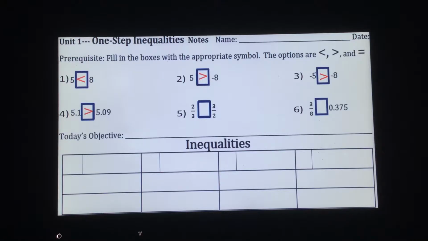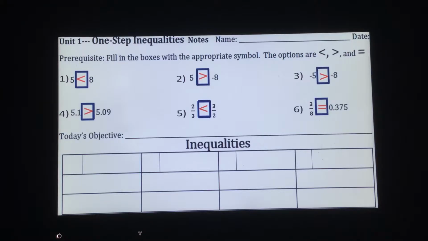Now for the next one, if you find the decimal versions of these, the first one, 2/3, turns into 0.6 repeating, which is smaller than 1. This one right here, 3/2, turns into 1.5. So 0.66 is smaller than 1.5, so this is a less than symbol. Now for the last one, if you plug 3/8 in your calculator, that turns into the decimal 0.375, which is the same as the other side, so this one would be an equal sign.